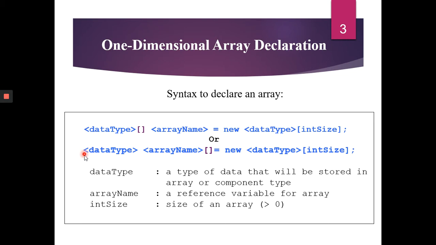So here there are 2 ways. Either you follow the first one or the second one, but the difference is just the position of the square brackets. The first one is after the data type, the second one is after the array name. Okay, so the data type is the type of data that will be stored in your array. As I said earlier, either double, integer, string, and so on. The array name is just a reference variable that we are going to use to refer to that array, and the size depends on your needs, but it should be more than 0.